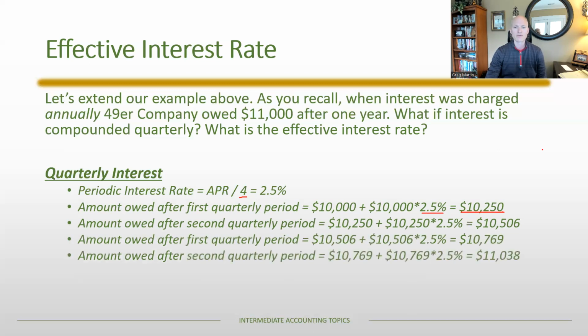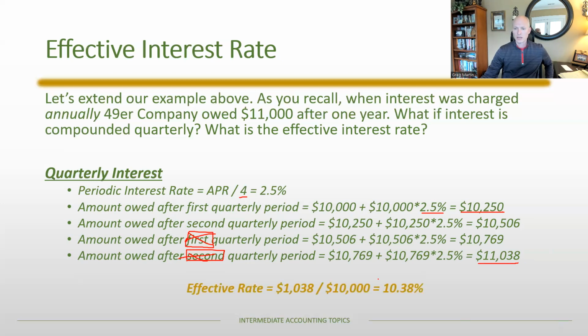And then finally, after the 4th quarter, if I could have done that correctly, instead of second quarterly period, that should say 4th. And that should say 3rd. Sorry for the typos. We'll just finish the thought there. That should be 3rd and 4th. Anyway, so you can see that in total we owe $11,038. And so that means our effective rate is actually 10.38%. Again, it went from 10% to 10.25% to 10.38% because we are compounding interest more frequently.